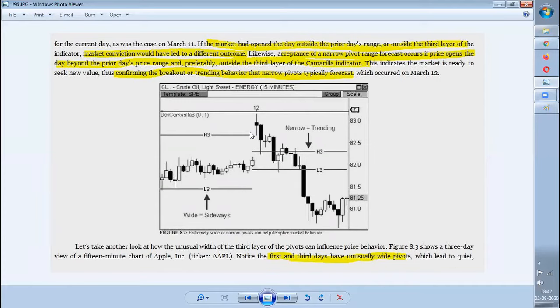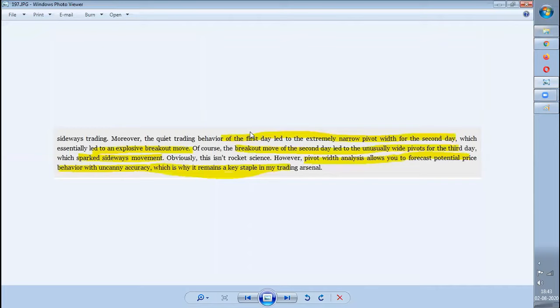So this is how you need to work on Camarilla pivot width. Do not blindly trust the Camarilla pivot width, that if it is narrow it is going to be a trending day, and if it is wide it is going to be a range bound day. The possibility and probability is higher, but the opening print of the candle decides what is going to be the future, what is going to be the current day's behavior. Same way, now let's see what has happened in this example.